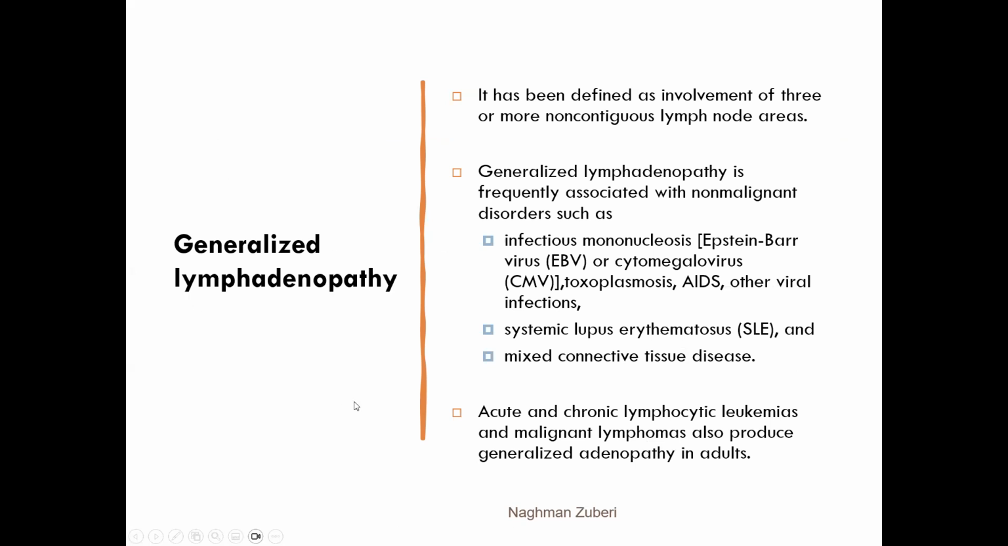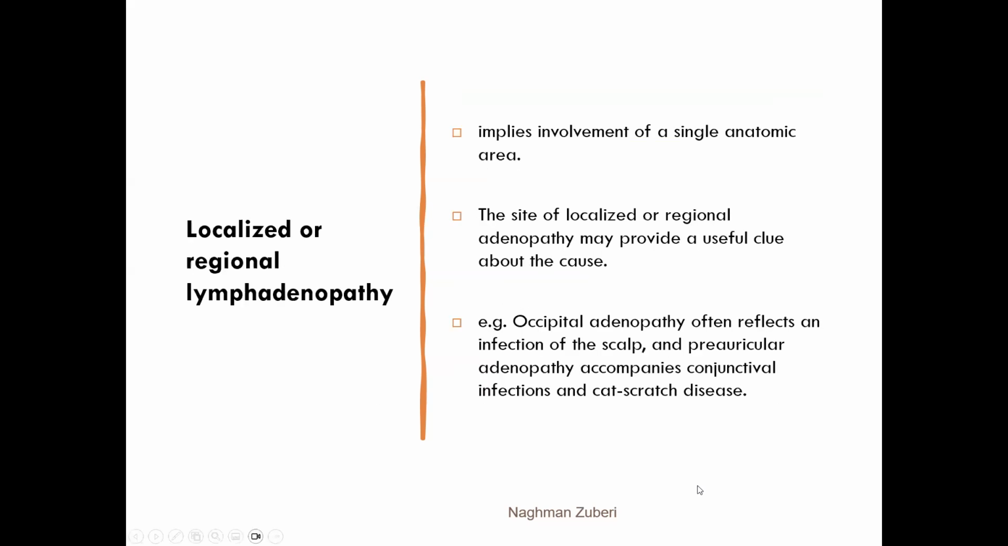Generalized lymphadenopathy has been defined as involvement of 3 or more non-contiguous lymph node areas. It is frequently associated with non-malignant disorders like infectious mononucleosis, which is caused by Epstein-Barr virus or by the cytomegalovirus. Then toxoplasmosis, AIDS and other viral infections, systemic lupus erythematosus, and mixed connective tissue diseases. Acute and chronic lymphocytic leukemias and malignant lymphomas also produce generalized adenopathy among adults.